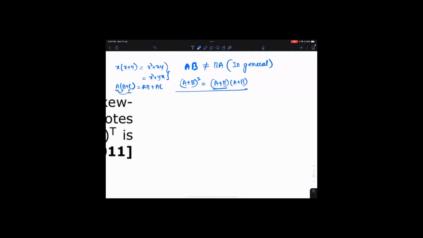So A plus B into A plus B. So what do we write? A into A plus B plus next B into A plus B. So you know this formula, that is A square plus B square plus AB plus BA you will get. Now these two are not same. That's why we can't write in matrices A plus B whole square as A square plus B square plus 2AB. Just like polynomials, we can't write this. It's not allowed, because of this reason.